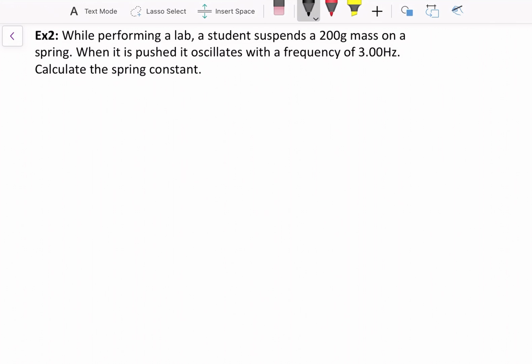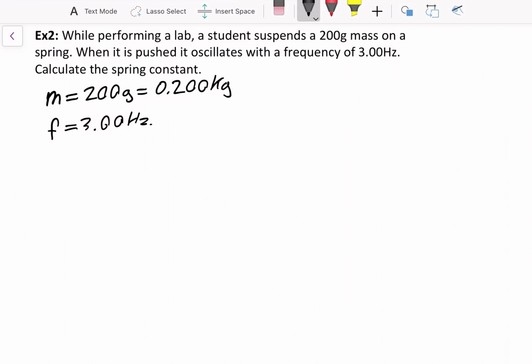So here, while performing a lab, a student suspends a 200-gram mass. Mass is 200 grams, which is equal to 0.200 kilograms, on a spring. When it is pushed, it oscillates with a frequency of 3.00 hertz. And we are just trying to figure out what the spring constant is.